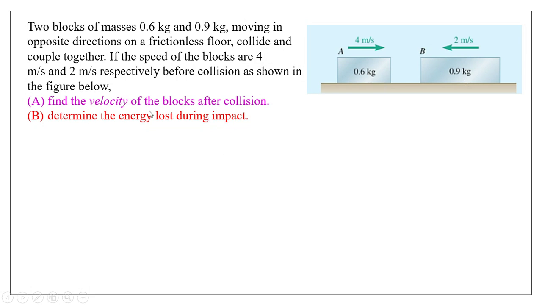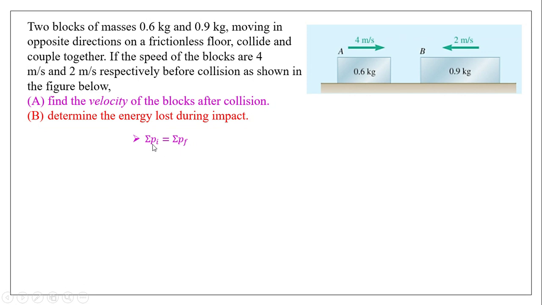Part A wants us to find the velocity of the blocks after the collision, and then part B asks us to find the energy loss during impact. All right, so let's go and crack out part A. To find the velocity of the system after collision, since they are stuck together, you would just set up conservation of linear momentum.